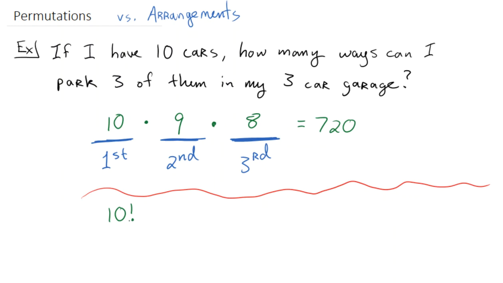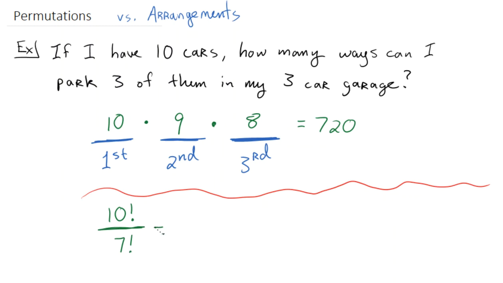So let's say we have our 10 cars and we want to park them in our 3-car garage. Well, this is kind of a counterintuitive way of thinking through it, but basically I can arrange all my cars from the one that I want to choose first down to the last one, and that would give me 10 factorial. But if I'm choosing 3 of them, that means that there are going to be 7 of them that I'm not going to choose, and so that would be 7 factorial ways that I can arrange the things that I'm not going to park, or the cars that I'm not going to park in my garage.